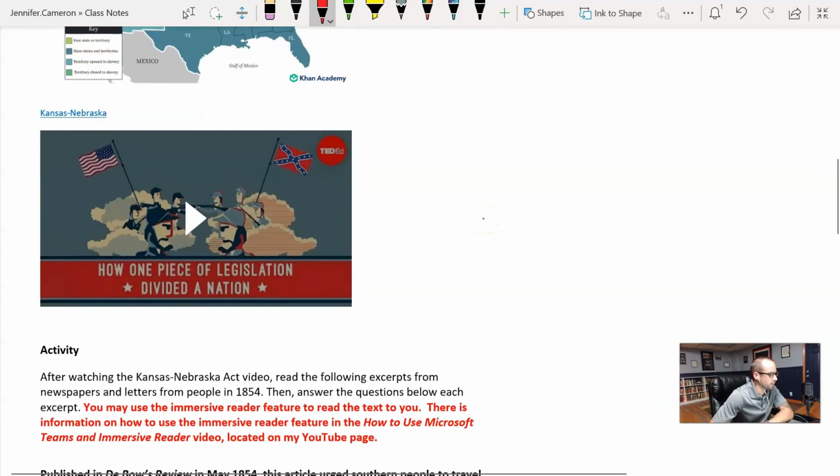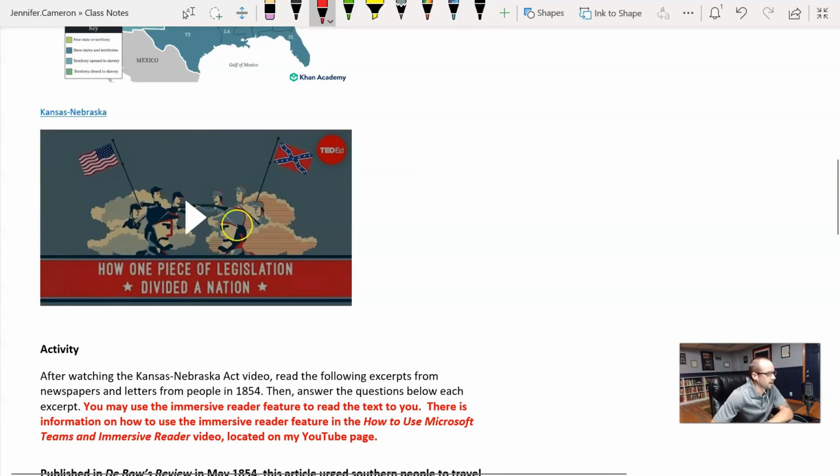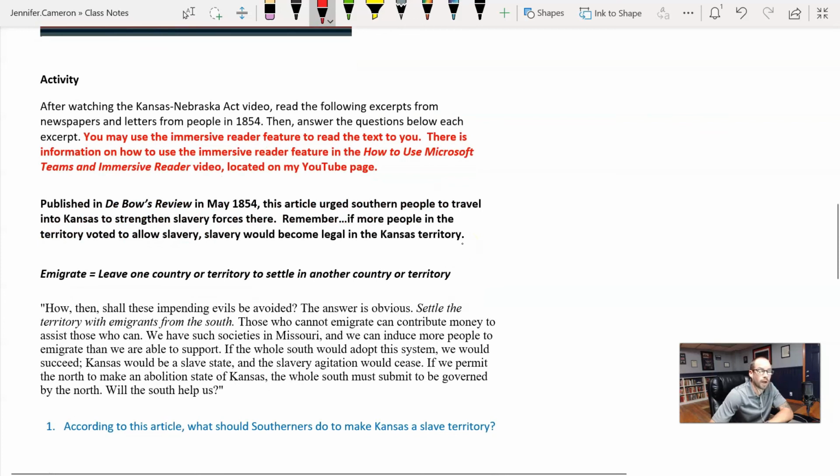So after taking a look at the map, you're going to come down here and watch this TED-Ed video on how one piece of legislation divided a nation. After that, we're going to come down and read some primary sources. Primary sources are sources that were actually from the time period. The first one you're going to read is a newspaper article from May 1854. Now, I understand when you're reading old documents, especially from 1854, they may be hard to read and hard to understand. So I would encourage you to use the immersive reader feature in the class notebook to help you better understand what you're reading.